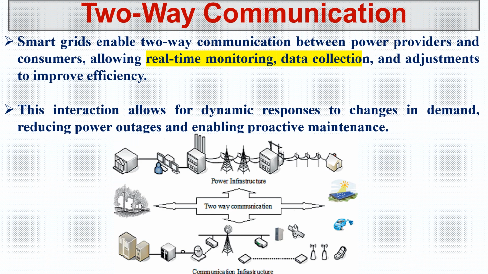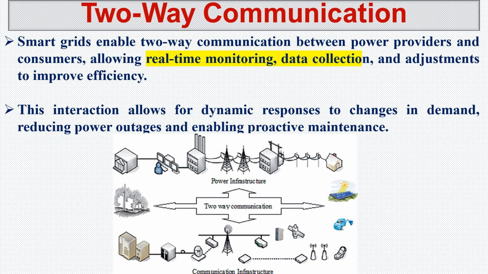So we look at two-way communication. Smart grids enable two-way communication between power providers and consumers, allowing real-time monitoring, data collection, and adjustment to improve efficiency. As we explained, we have two-way communication. This improves data collection, efficiency, and monitoring. This interaction allows for dynamic responses to changes in demand, reducing power outages and enabling proactive maintenance.